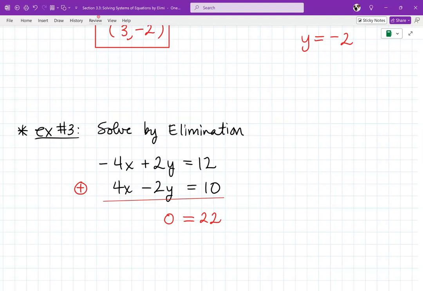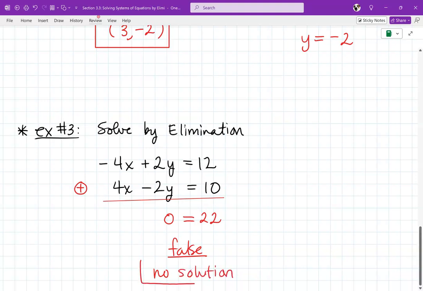Well, what did we do in this case when we were doing substitution? If I get a false statement, it means no solution. If it's a true statement, it means infinitely many, right? True statement, infinitely many. So if this would have come out to 0 equals 0 or 12 equals 12, I would say infinitely many. But here, this is false. And if it's false, we have no solution.